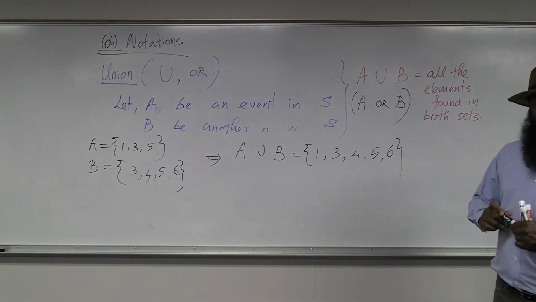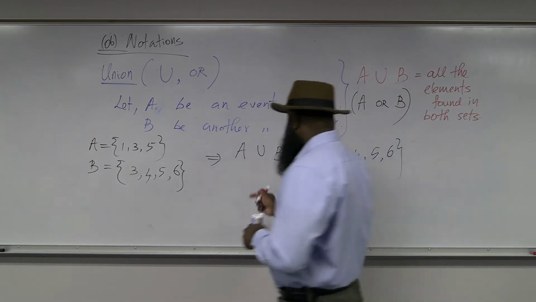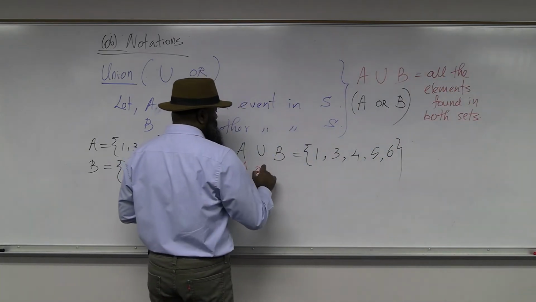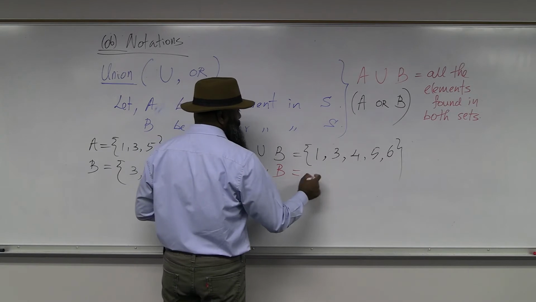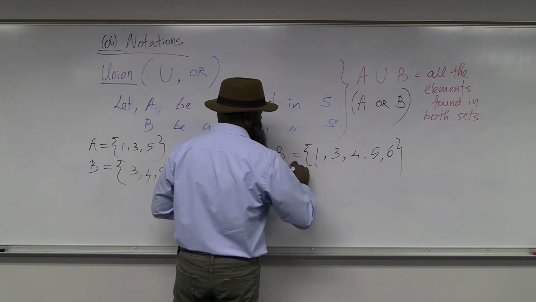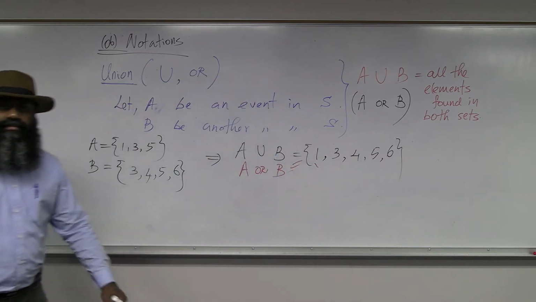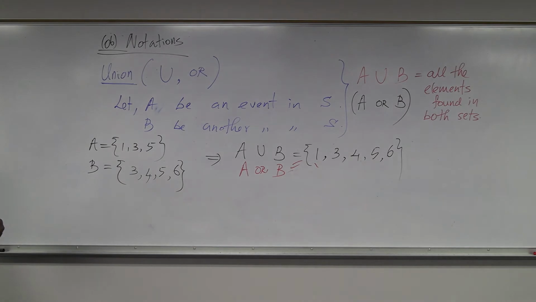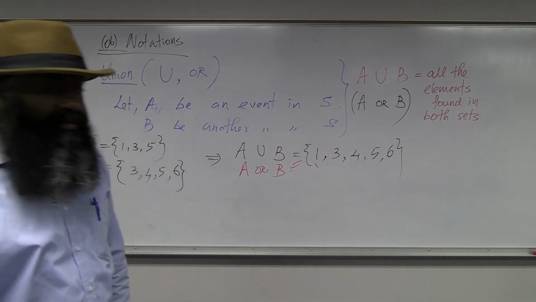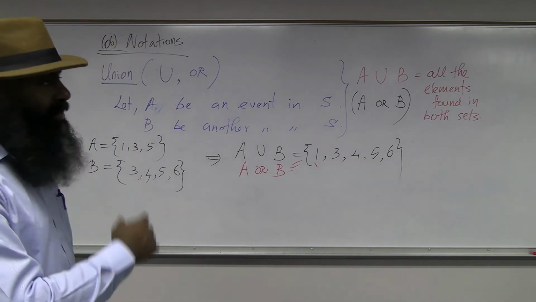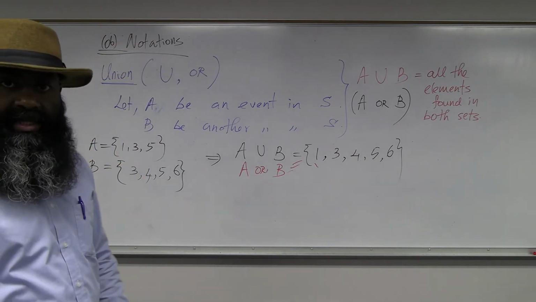So that's the union. So the same thing can be written as A or B as well. Same set. Now this is an example for discrete random variables. We will also look at an example from continuous random variables.